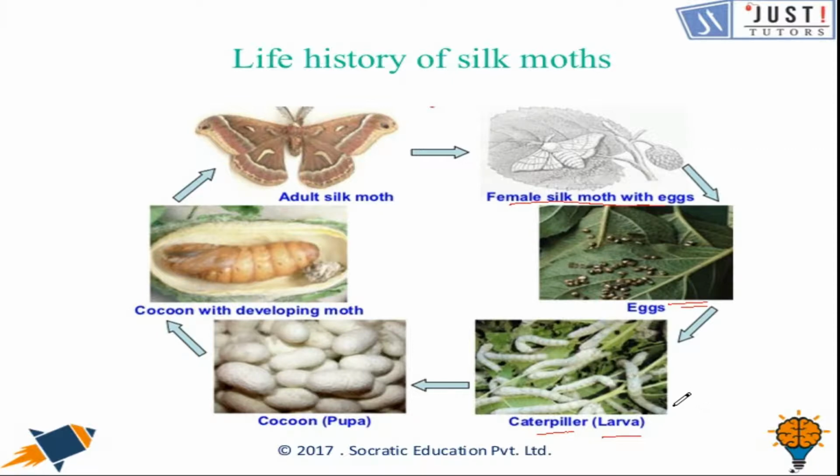These silkworms feed on fresh mulberry leaves. The silkworm grows in size and then becomes a pupa. You can see here in this picture the caterpillar changing into a cocoon, or we also call it a pupa.